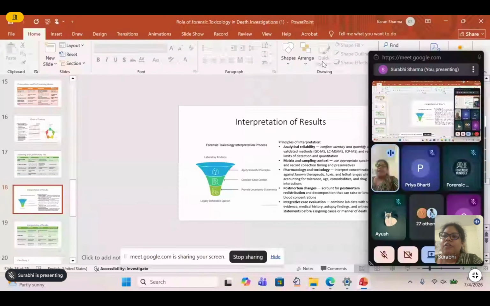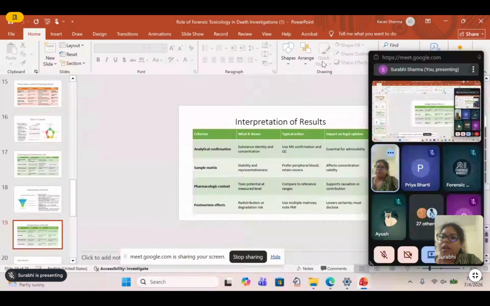First, analytical reliability. That means confirmation. We get the confirmation with the interpretation of results of these instruments. Then sampling constant, that is used appropriate specimen and record collection timing and preservatives. Postmortem changes, that is account for postmortem redistribution, integrative case evaluation. Then these are the interpretation of result.